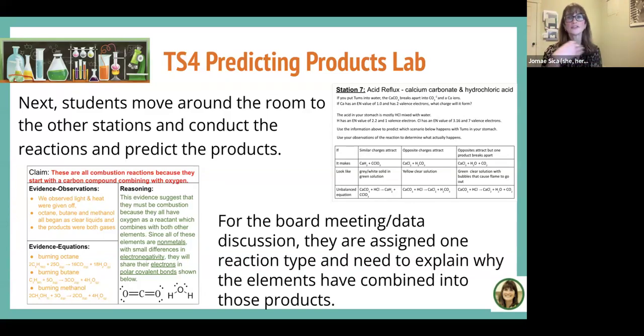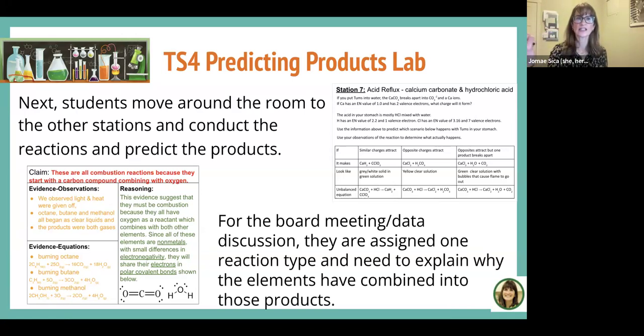So they're going to go through all the stations. They're going to do all of these reactions. They're going to write down their products. As a teacher, I'm walking around checking on them, especially with the magnesium and oxygen reaction, where sometimes they think they are seeing things that they're not really seeing as far as observations. So you've got to be monitoring them and checking in on them, because they don't have a lot of experience with tons of chemical reactions. They're going to need some help along the way.